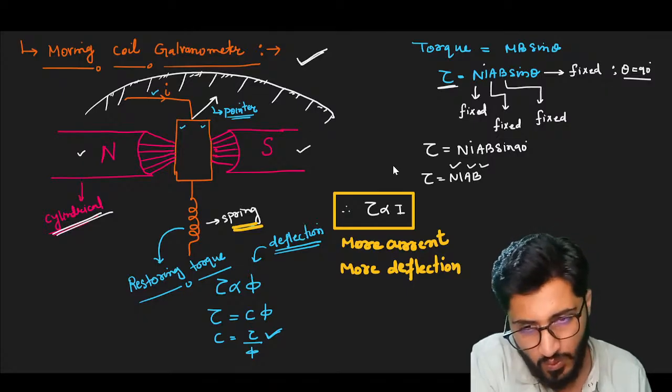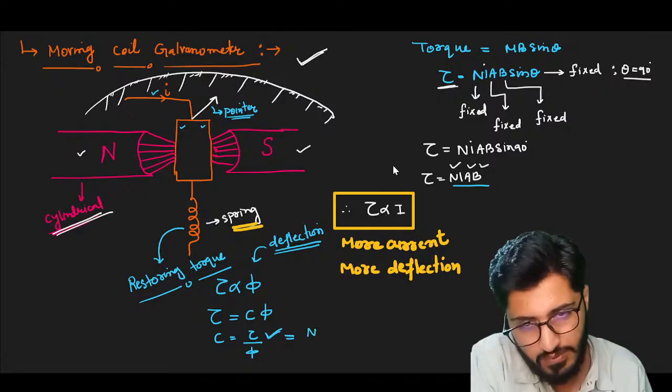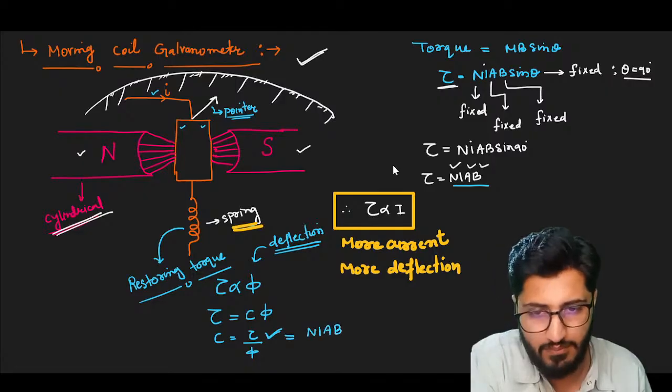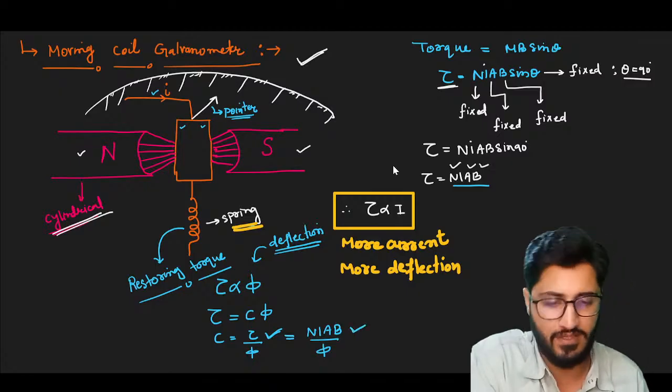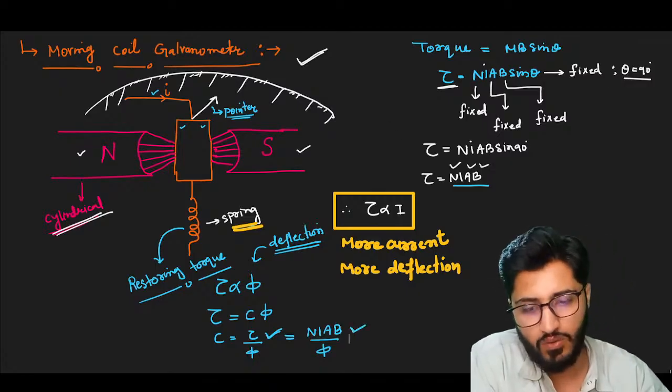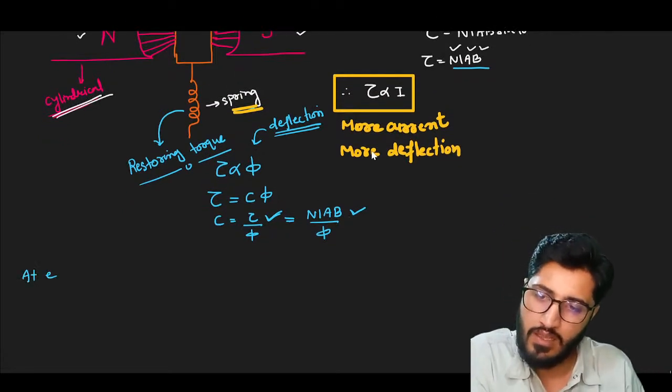Done. What is torque? Is it NIAB? Yes, sir. It came out to be NIAB by phi. Remember this thing. Now at equilibrium, net torque should be 0.